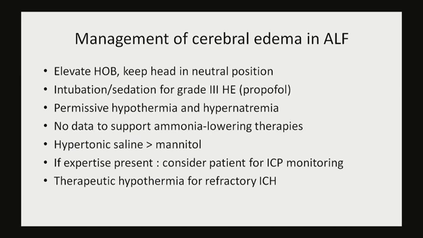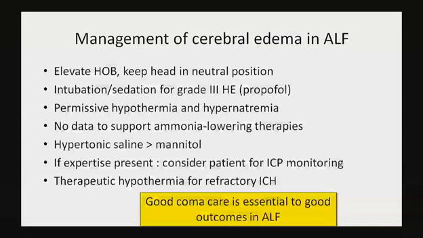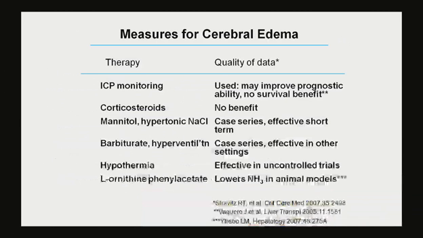In acute liver failure, fulminant liver failure, therapeutic hypothermia can be used for intracranial hypertension as diagnosed by scans, EEG, physical examination, retinal and optic nerve examination. Good coma care is essential for good outcomes. Steroids do not work. Mannitol is recommended. Hypertonic sodium chloride recommended. Propofol instead of barbiturates. Hypothermia, we think, is effective. And L-ornithine phenylacetate, not yet available in the U.S.